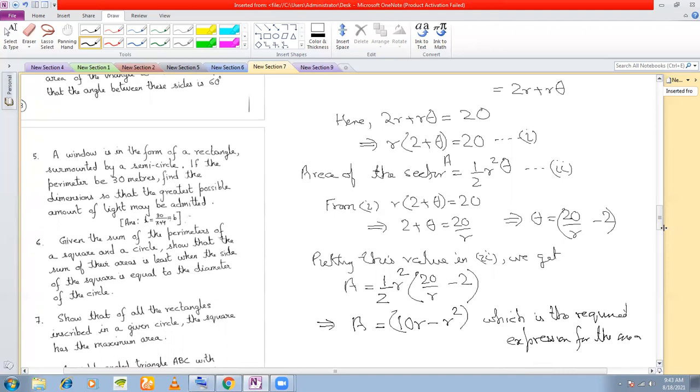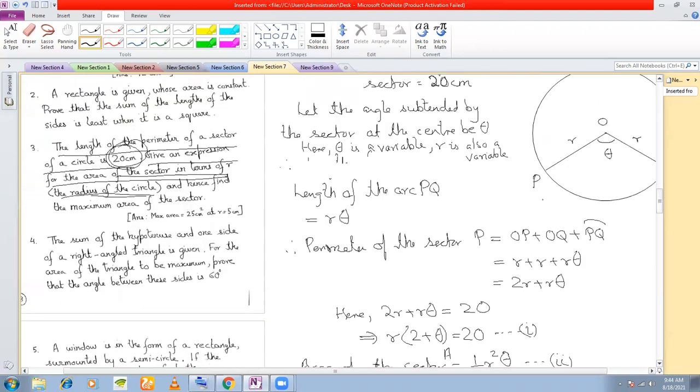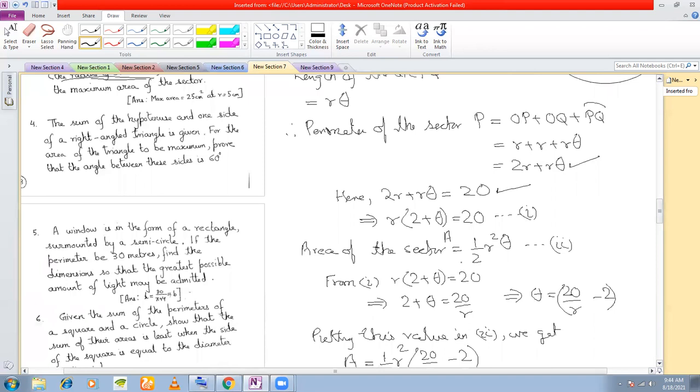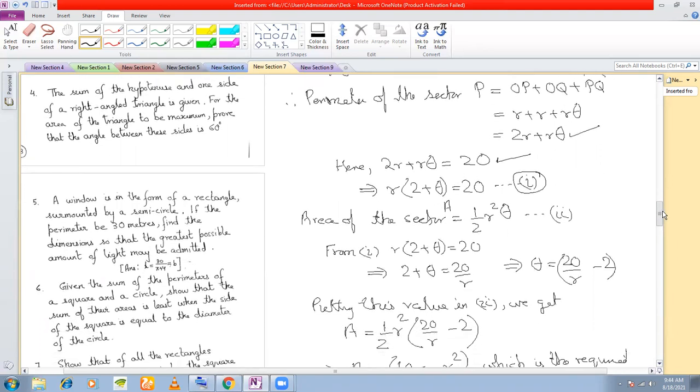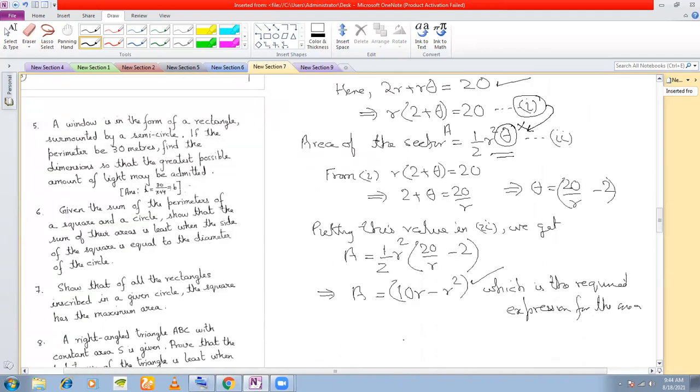So what have we done here? The perimeter was given as 20 centimeter. We found the expression for perimeter in terms of R and theta, and because the perimeter was given to be 20, we got a relation between R and theta. We called it 1. Now the question was to find the expression for area in terms of R only and not in terms of theta. So we used the relation half R square theta, and because we did not require theta, we put the value of theta from 1 here. And we got the expression for A in terms of R only.